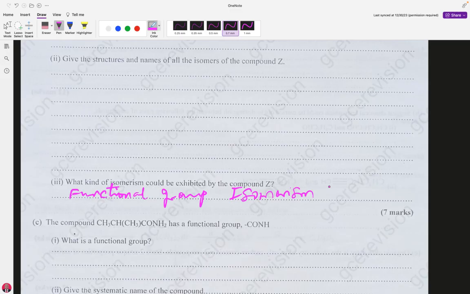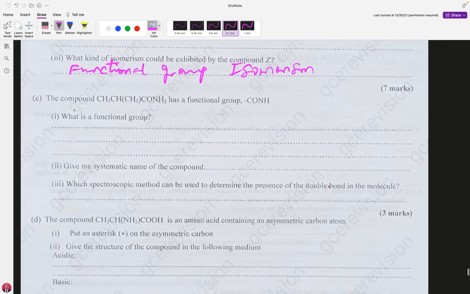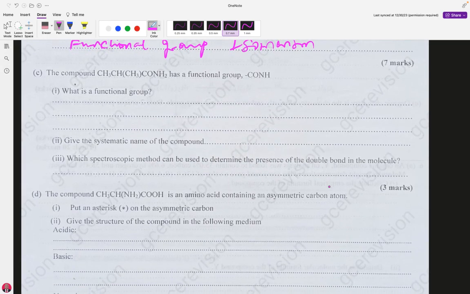Okay, now the C part, we are now changing section. The C part is now dealing with another organic compound. They say the compound CH3CONH2 has a functional group of CONH2. What is a functional group? Even though we have been talking of functional groups, how can you define a functional group? That is the question in front of us now.